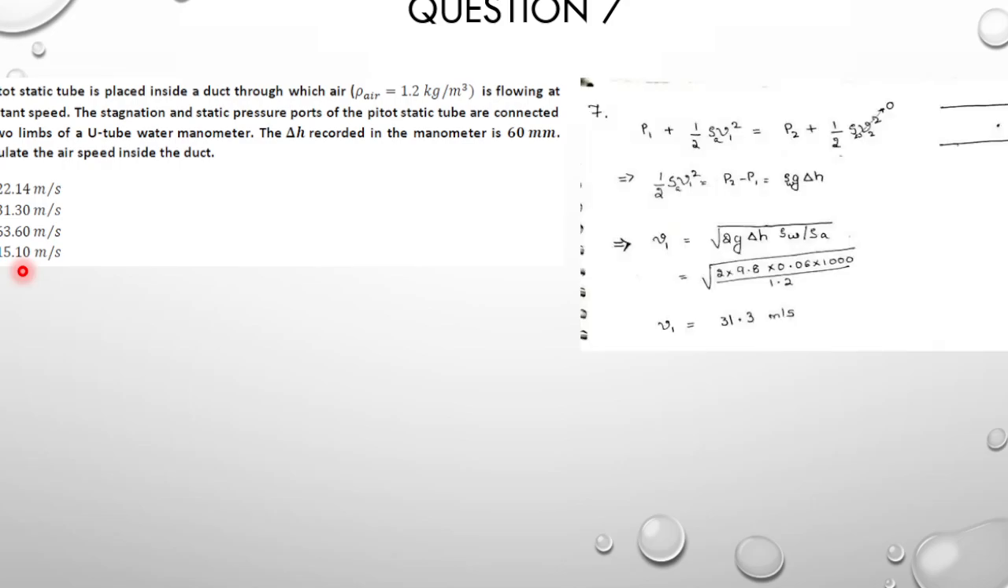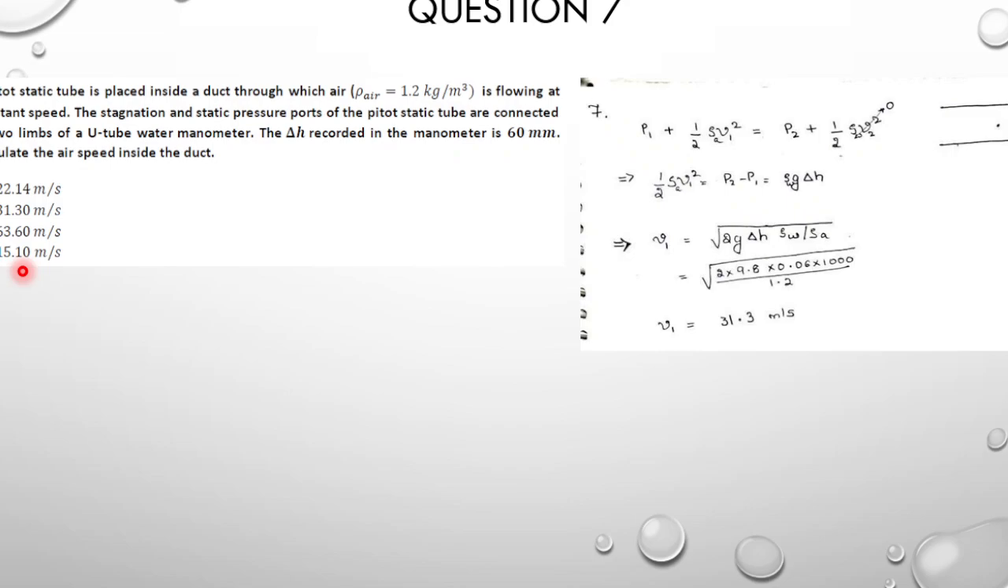This is based on fluid mechanics, again fluid mechanics. A pitot static tube is placed inside a duct through which air is flowing at a constant speed. The stagnation and static pressure ports of the pitot static tube are connected to two limbs of a U-tube manometer.